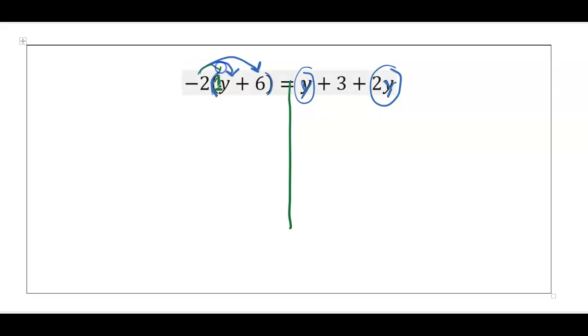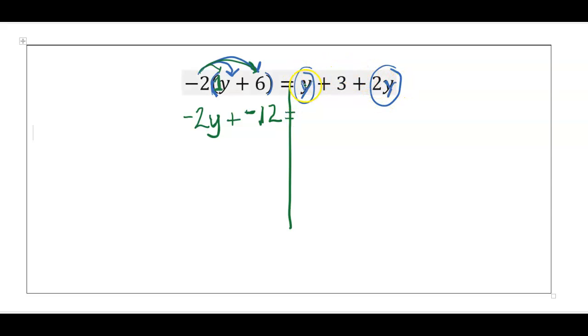So -2 times 1 will be -2y. Really important I keep that y there. And then I'm also going to do -2 times 6, which will be a -12. I put plus -12. That just helps me see that this negative belongs to 12 so I don't lose it later on. Now let's look at this other side.